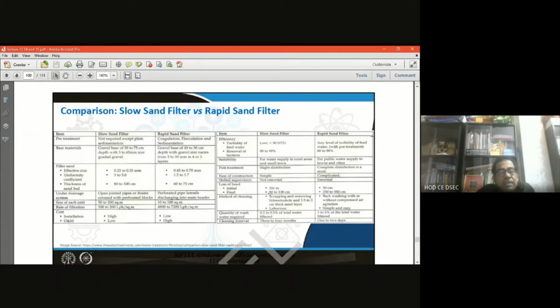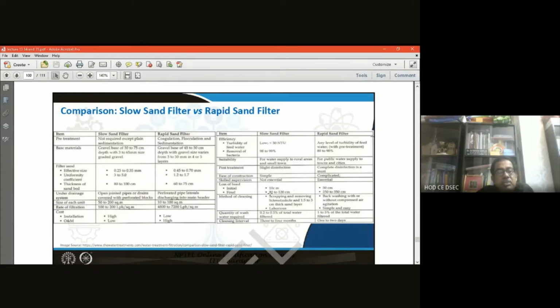Now size of each unit in case of slow sand filter is 50 to 200 square meter. In case of rapid sand filter, it is 10 to 100 square meter. That means size of the filter is less. Rate of filtration in case of slow sand filter is 100 to 200 liter per hour per square meter. But in case of rapid sand filter, much more, 45 times: 4800 to 7800 liter per hour per square meter.